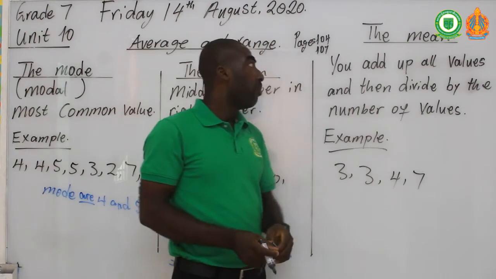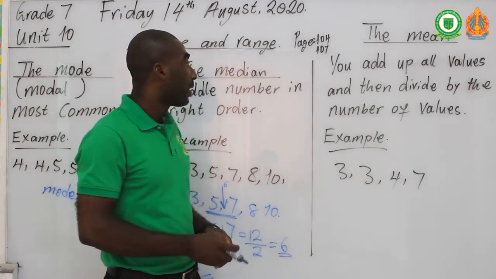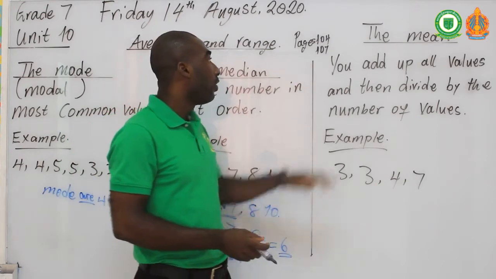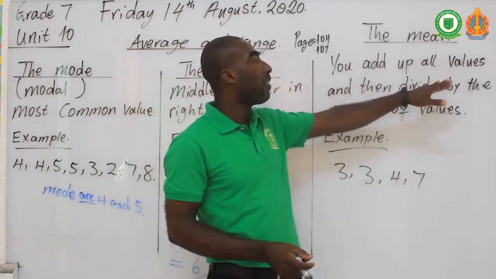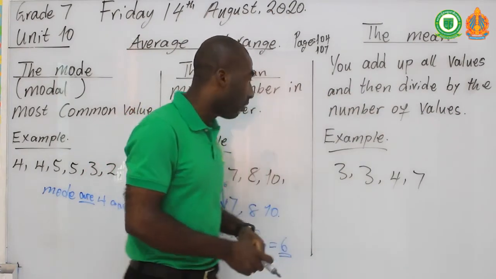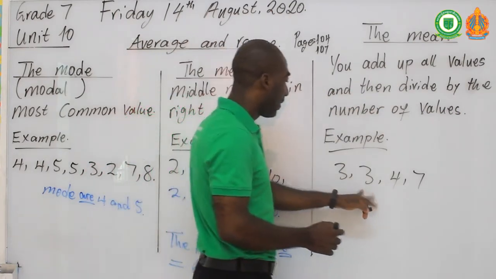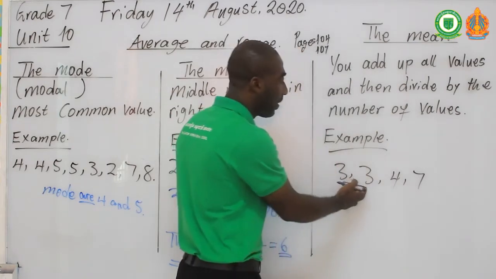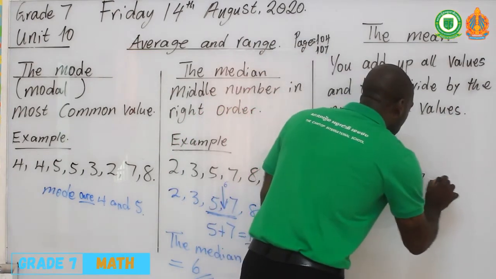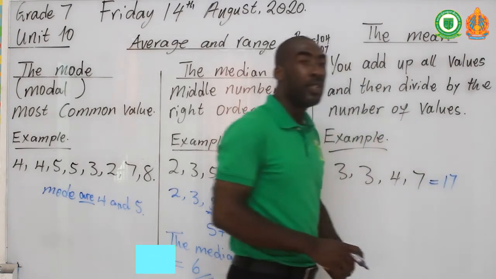We look at the mean as the final type of average that we can always find. In the case of the mean, you always have to add up all the values and then divide by the number of values that you have. So we have 6, 3 plus 3 will give us 6, and this will give us 10, and then this will be equal to 17.